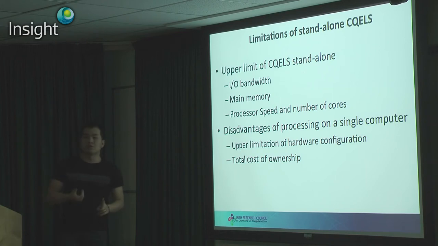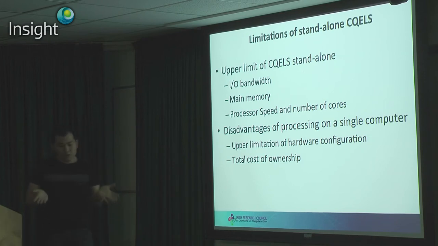We see the limitation because we have an upper limit of hardware processing. With a standalone computer, you have limited I/O, a limited amount of memory, and limited CPU speed. When we measure our system's performance, it always goes to 80% to 100% CPU usage, and likewise for the number of cores. So the disadvantage of processing stream data on a single computer is the upper limit of the hardware configuration. Even though you can now buy a 32-core workstation with 100 gigabytes of RAM, the total cost of ownership for a single system is higher than for a network system assembled to achieve that processing capacity.